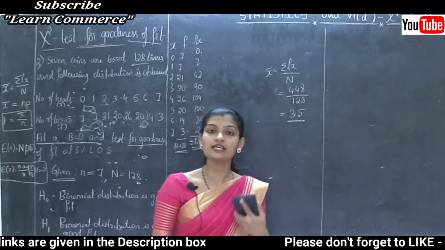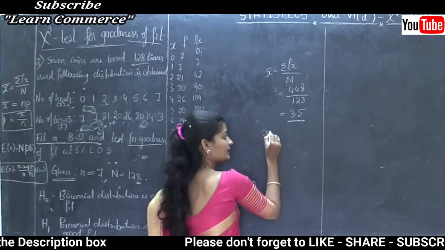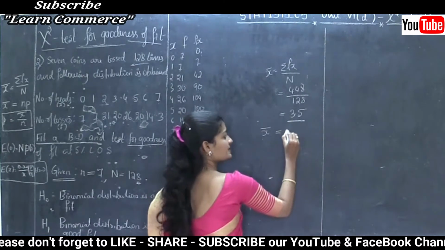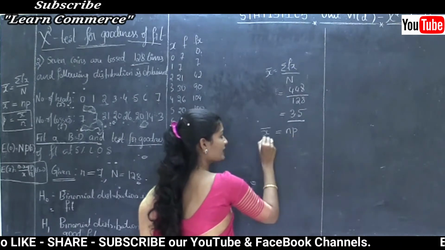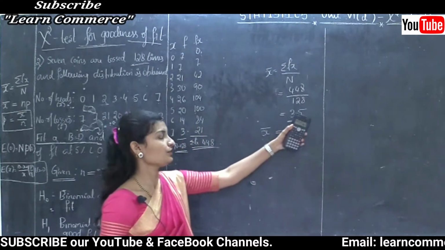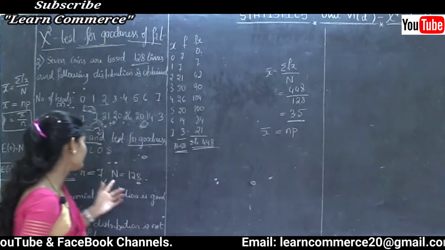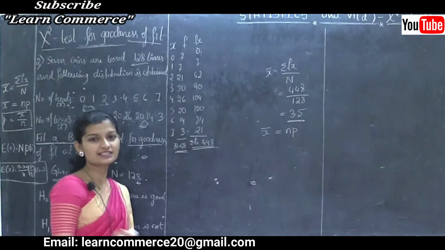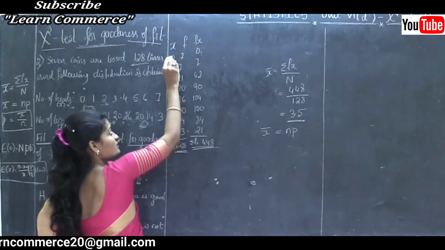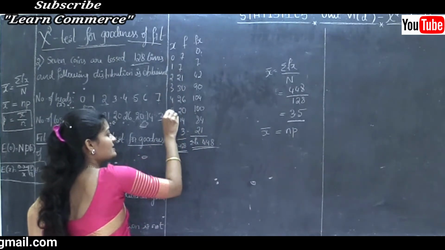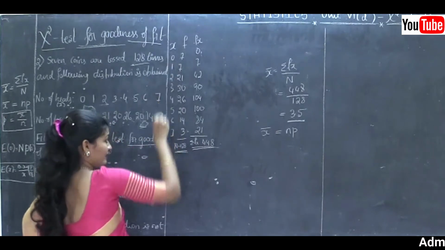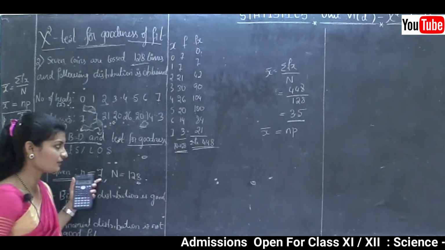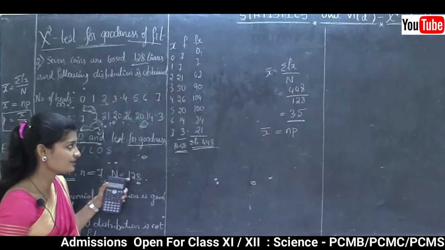Step 2 is to equate the observed mean to the mean of the binomial distribution, that is np. In the problem we already got x bar, then n is given in the question, that is 7. Or we can say n is the number of observations. So the number of observations are 1, 2, 3, 4, 5, 6, 7. Here small n is given in the question and capital N is also given.